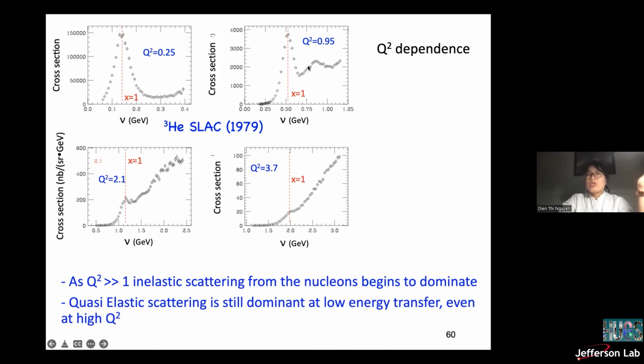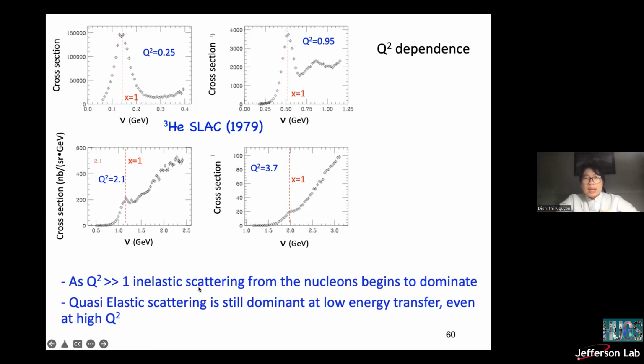But now when you increase the Q square value, you still can see the quasi-elastic peak here, but the contribution from the other terms, like DIS and other stuff, starts getting bigger and bigger. And when you go to high Q square, it looks like the other processes dominate over the quasi-elastic peak. Its contribution is getting smaller. So we can see that with Q square much bigger than 1, the contribution is dominated by inelastic scattering.